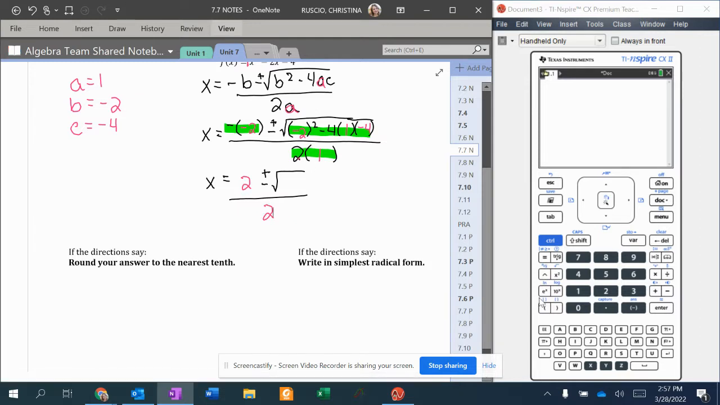Now we're going to mosey on over to our calculator's calculate page, and we're going to type in negative 2 squared minus 4. Do you see how I'm just typing it in exactly how I see it?